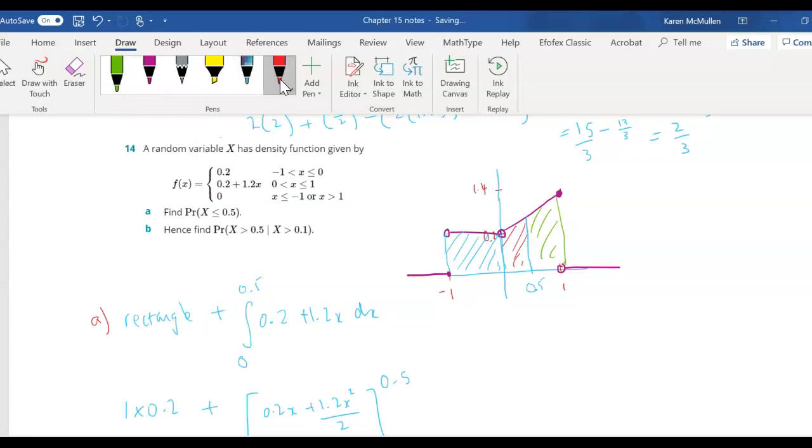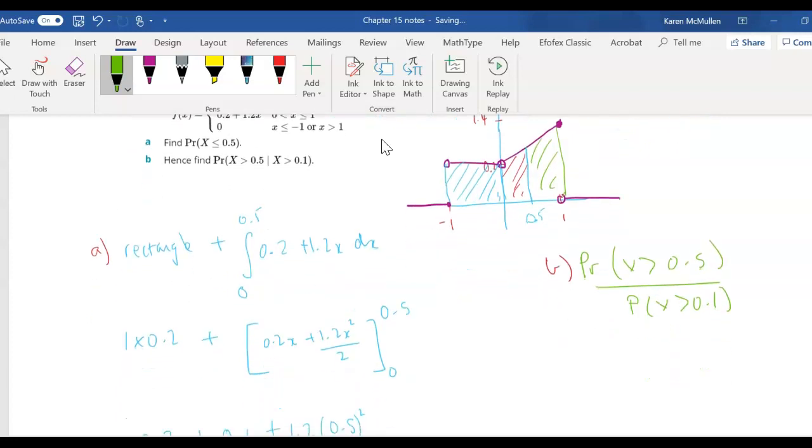All right, so for part B, we've got the conditional probability formula. Find the probability that x is greater than 0.5, given that x is greater than 0.1. Oh, come on. I'll just use green. Okay, so what do they have in common? We've got greater than 0.5 and greater than 0.1. So x has to be greater than 0.5. That's what they've got in common, over the probability that x is greater than 0.1.